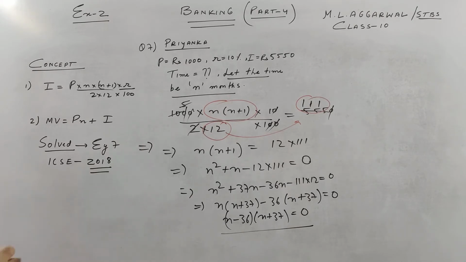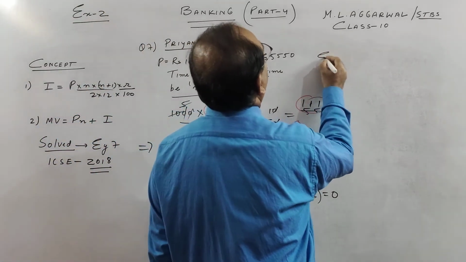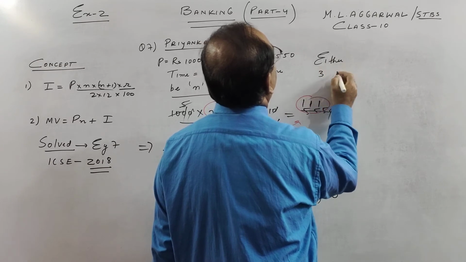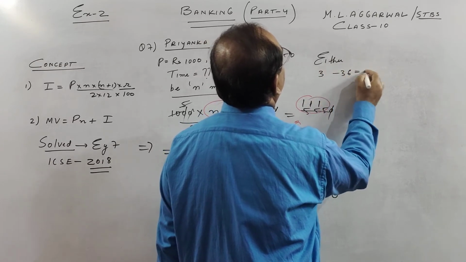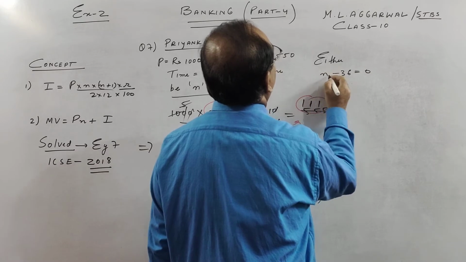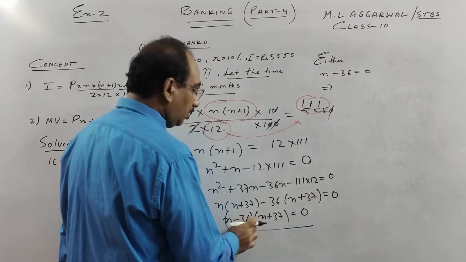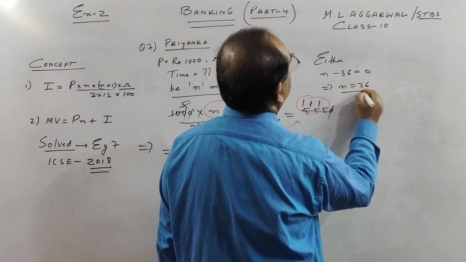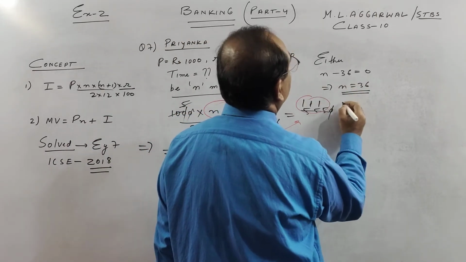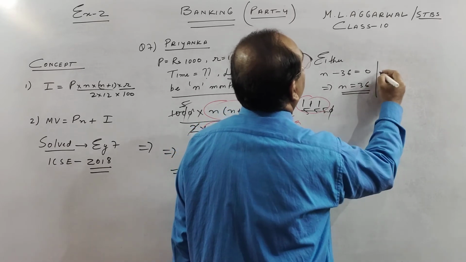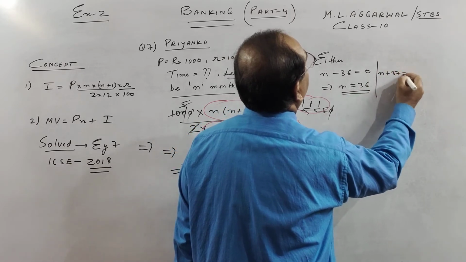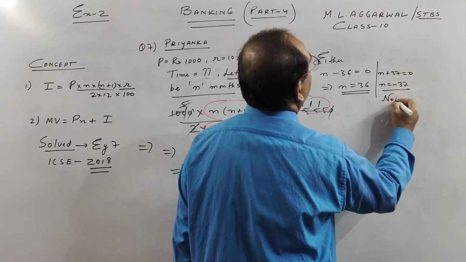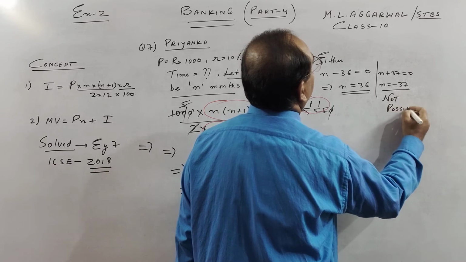So let us see the last part. So either n minus 36 is 0, because the product of two things is 0, means either this is 0 or that is 0. So n is 36. Okay. So 36 months, or n plus 37 is 0, means n is minus 37 months. So this is not possible, children.